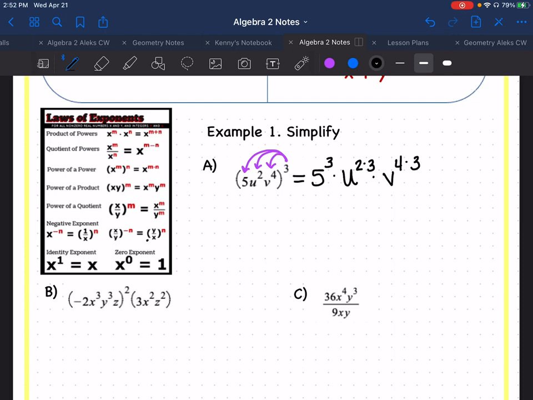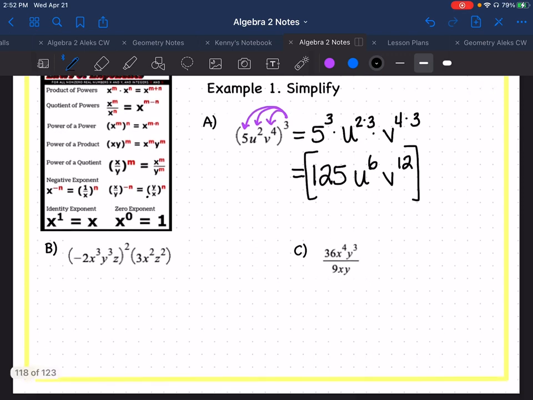5 to the third power, if I put that into Desmos or into the calculator that Alex will provide for you, will be 125. 2 times 3 is 6, and 4 times 3 is 12. Since u and v are different letters, that makes them different bases, and there's nothing more I can do. So that's my final answer. Let's go ahead and take a look at B.